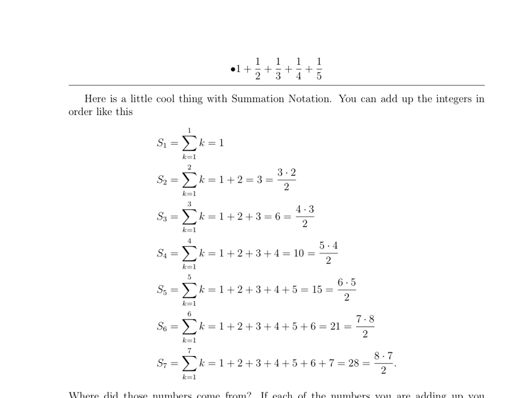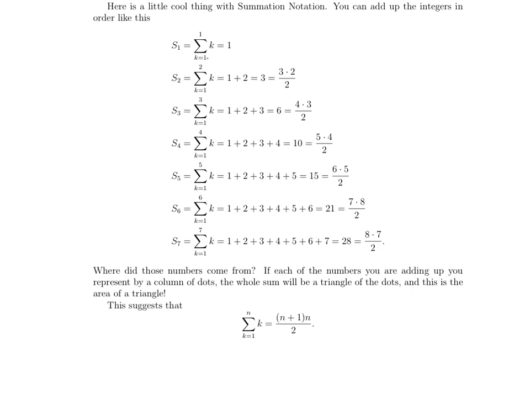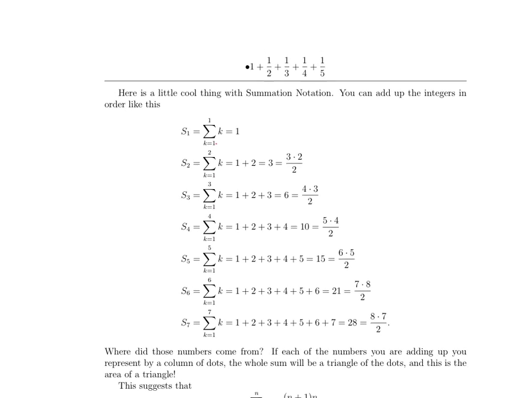I've written out a bunch of summations. This is a kind of silly one. The sum from k equals 1 to 1 of k only has one term, which is 1. But in each case, I'm adding 1 to this top number. So by the time I get here, you see that it is really kind of an interesting sum, 1 plus 2 plus 3 plus 4 plus 5 plus 6 plus 7. And now I want you to notice that in each case, there's a nice formula for the sum.